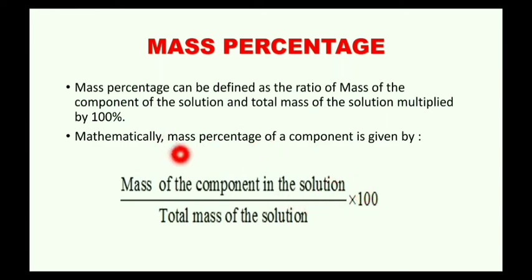Mathematically, the mass percentage of a component is given by the formula: mass of the component in the solution divided by total mass of the solution, multiplied by 100. It is nothing but a ratio, where we are calculating the ratio between the mass of the component in the solution and the total mass of the solution. It is multiplied by 100%, since we are calculating mass percentage here.